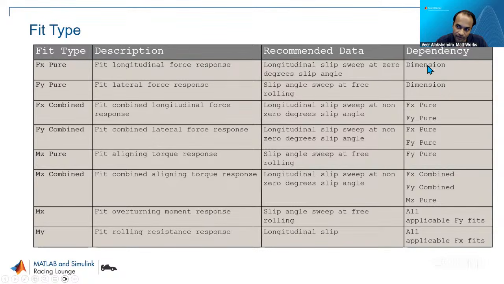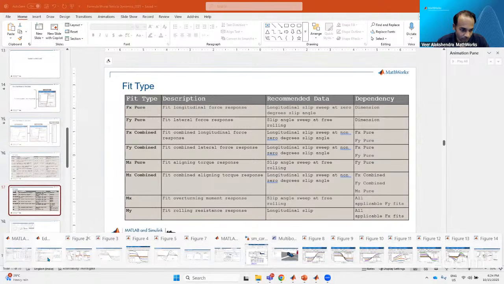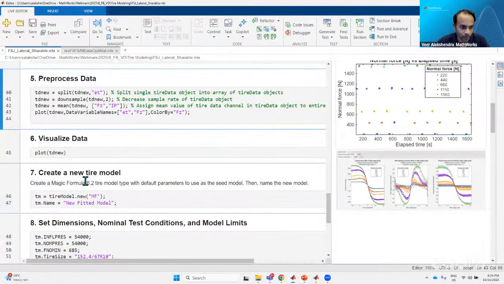The dependency says that it is dependent upon fx pure and fy pure. Basically, it means that if you're planning to do this fit, you need to make sure that you have first run the fit for fx pure and fy pure. Similarly for fy combined. And for example, for mz pure, you need to make sure that fy pure is completely done. Okay. So what does that mean in terms of the code? It is quite simple to implement, so let's get into that mode. What we are doing is, by default, we are using the tire model.